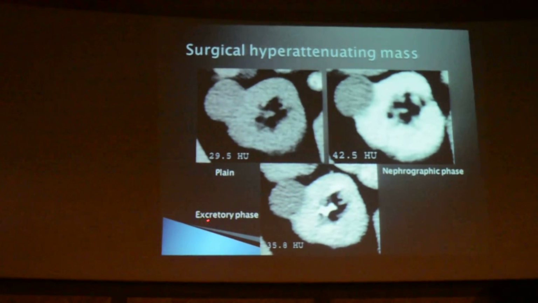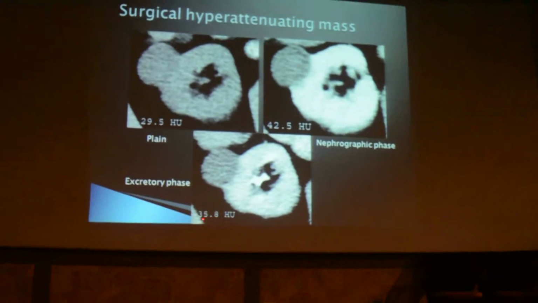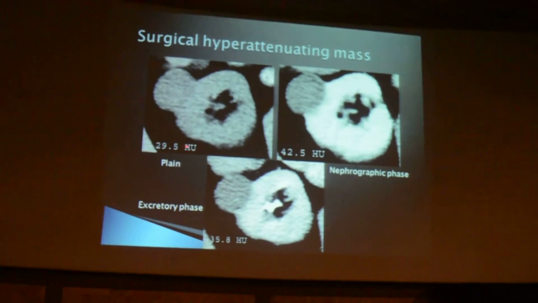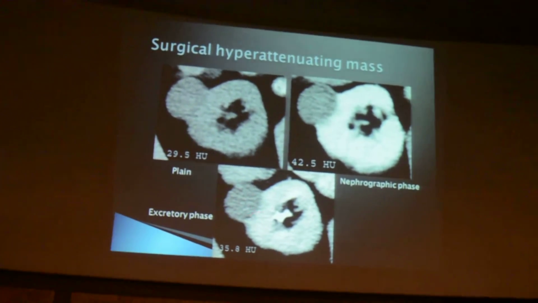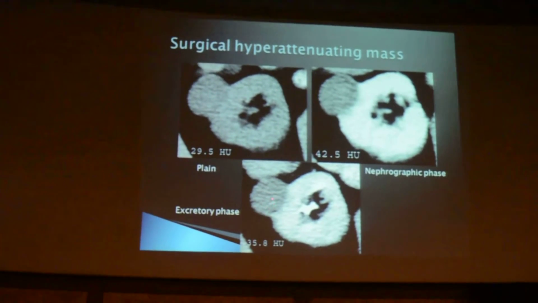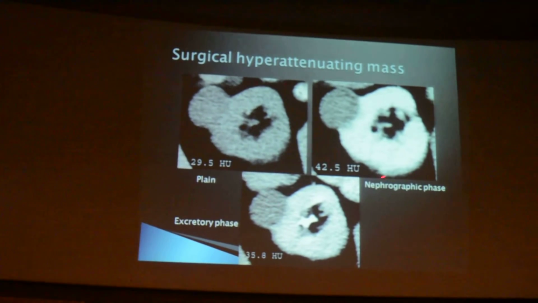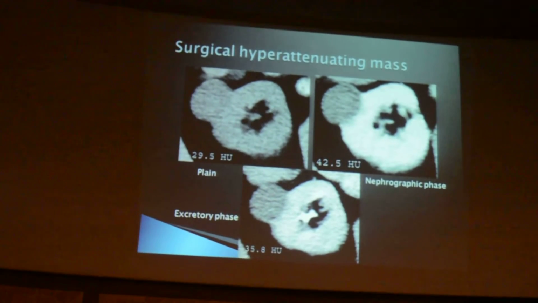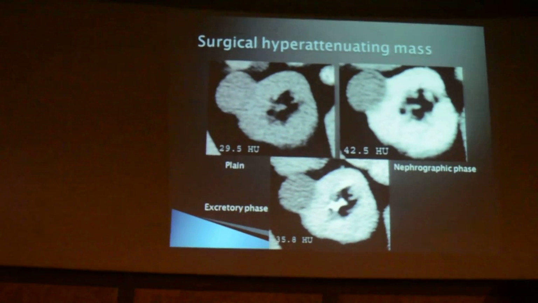This is very important. Now you can see this lesion in the excretory phase measuring 35, 36 Hounsfield units. If you don't acquire this nephrographic phase, you can misinterpret this as a non-enhancing or benign mass. So this is the importance of the nephrographic phase. You should always acquire the image in the nephrographic phase at a 90-second delay.